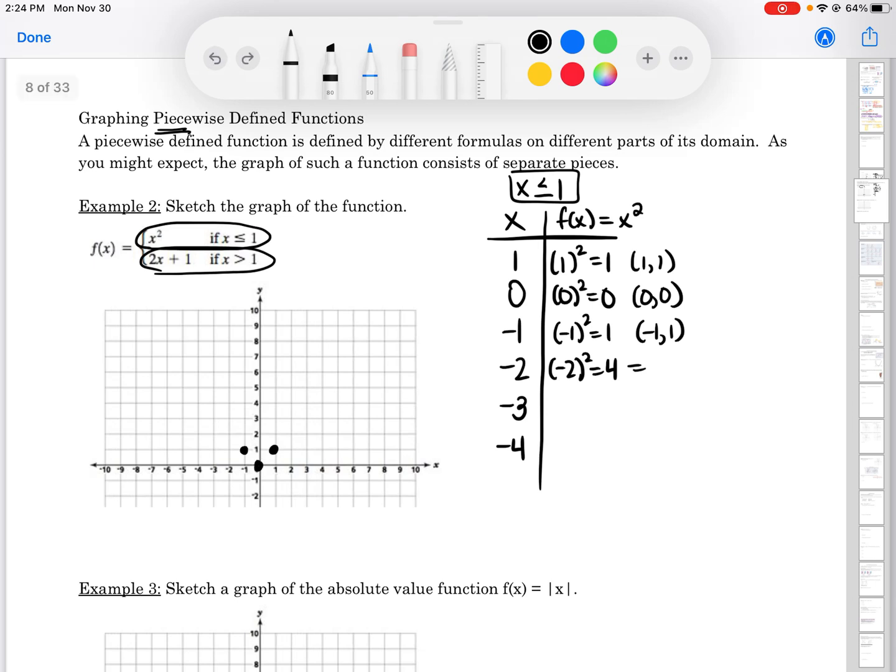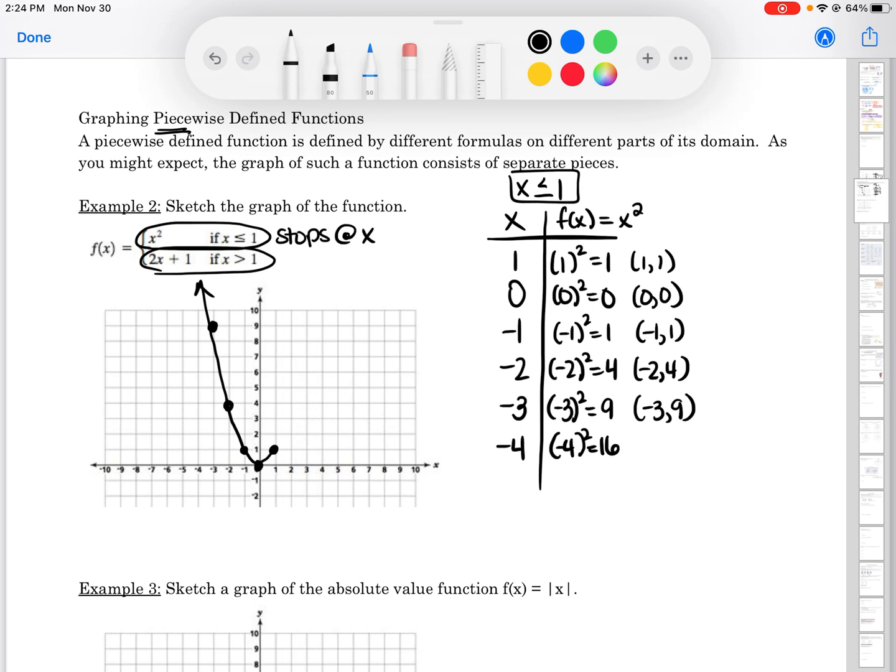Whoops, I didn't really mean to put equals there. -2 comma 4. We have -3 squared, which is 9, so we have -3 comma 9. And yes, when we use the -4, that's not going to fit. That's okay. So -4, 16 would be another point. It's just not going to fit on my graph. So that's one piece of this. And I'm allowed to continue, even though it doesn't fit on my graph. I can continue to the left. But this stops at x equals 1, and I can't go past that point.